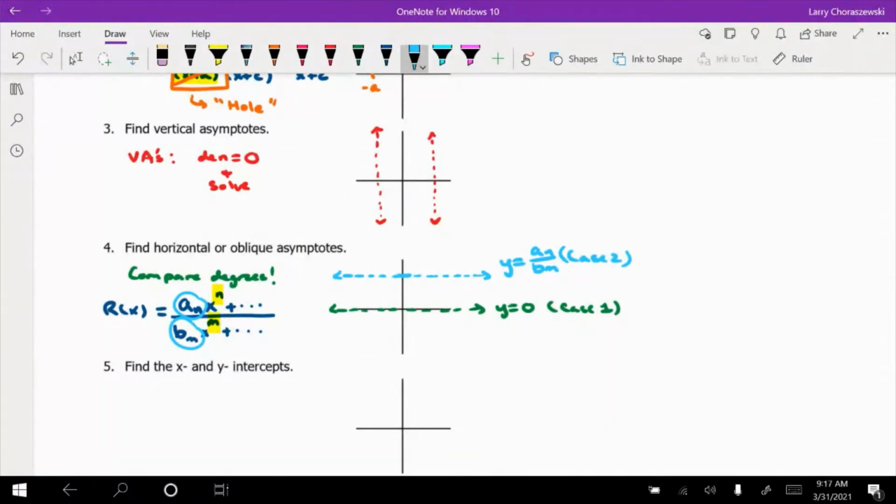Last but not least, we could have the degree of the top larger than the degree of the bottom, in which case we would get a so-called oblique asymptote. And one example of an oblique asymptote would be a line that has a positive slope, such as this. And you may recall that the equation for the oblique asymptote was the quotient polynomial that we would get after we do long division, and that would be case 3. So far, so good?